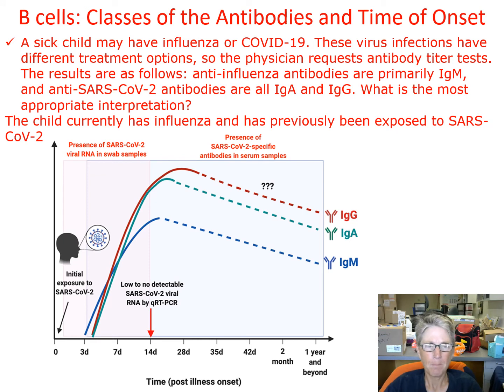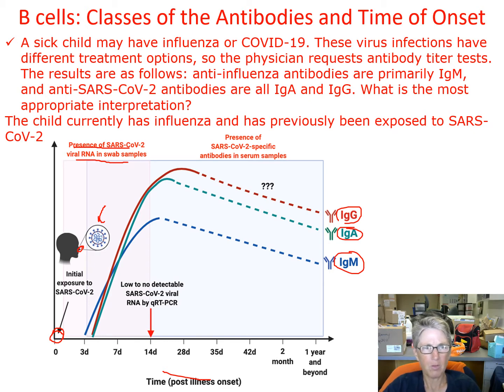Okay, so this cartoon shows time on the x-axis, and on the y-axis is the presence of SARS-CoV-2 viral RNA in swab samples. Initially you are exposed to SARS-CoV-2. There it is. You're getting exposed to it through your nose. And then over time, it shows the different antibodies that are made in response to that.